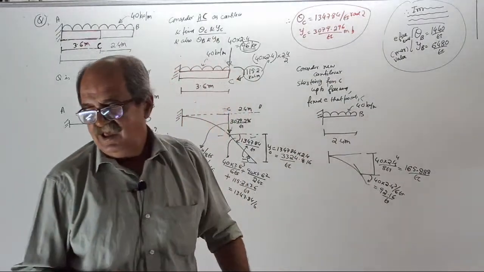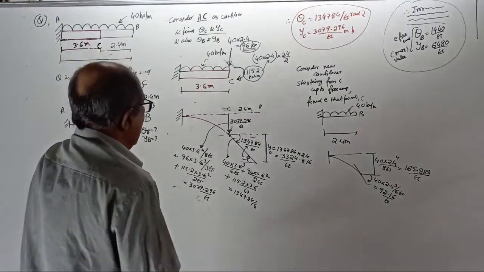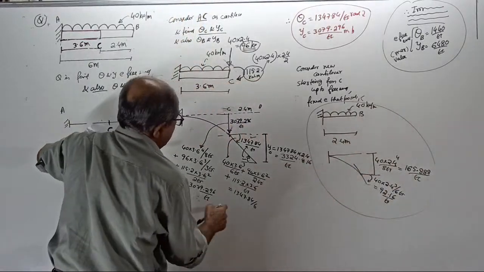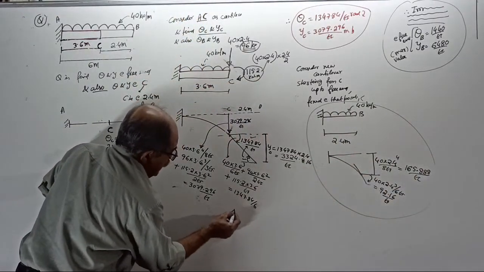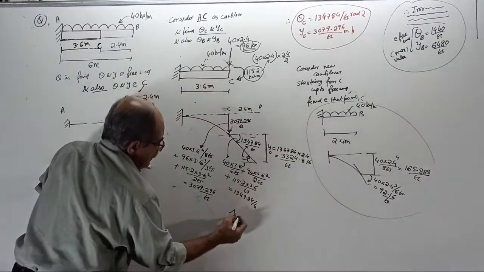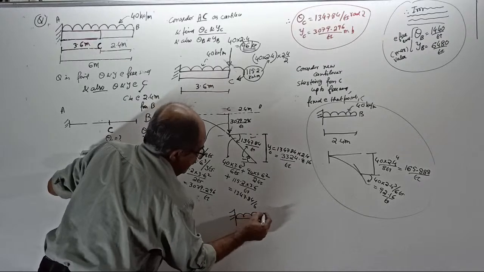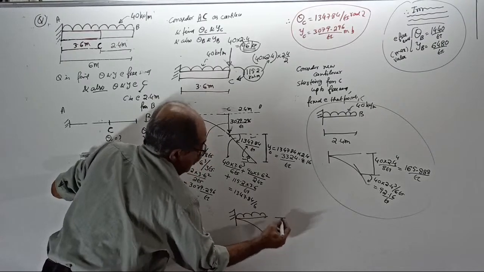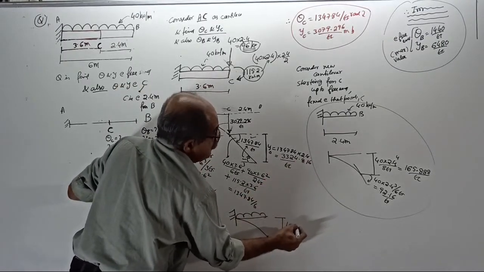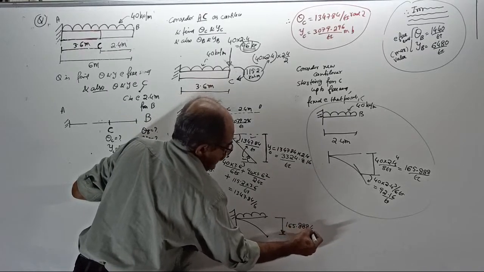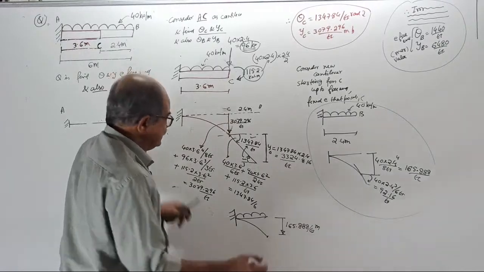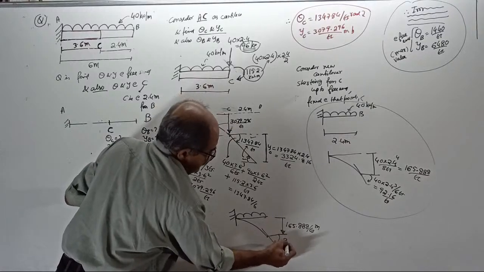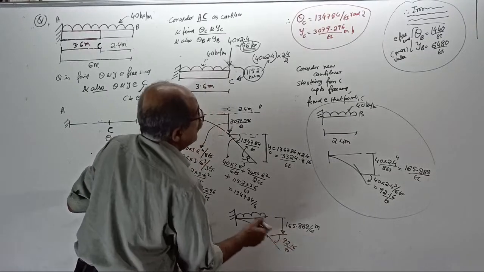Over. To understand this result, I will transfer here. If I take a second beam now, the further bending of the cantilever will bend it like this. That will give extra deflection here of 165.888 by EI meter. Actually not required, just to understand. And it will give extra slope here of 92.16 by EI radian.